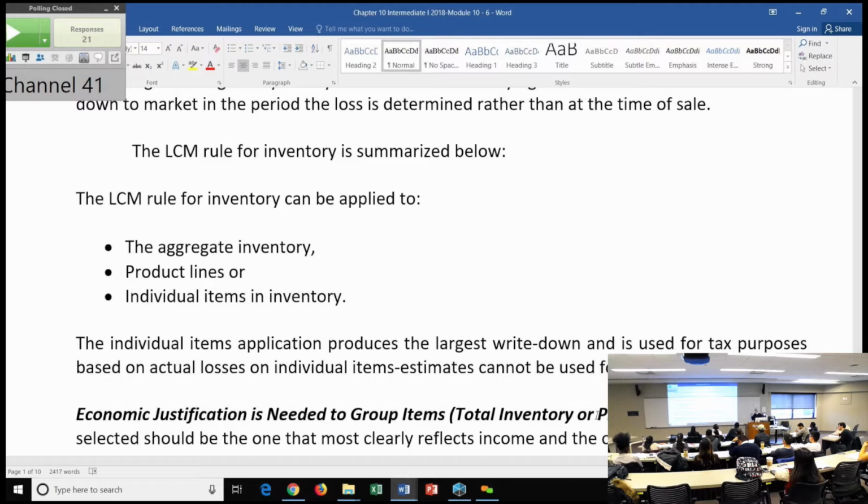Now, this idea of lower of cost or market goes back to something that we studied in the conceptual framework, and we looked at the cost concept. We know that cost is a ceiling on asset valuation, and of course the lowest value could be 0. So what we're saying here is if you determine that market falls below cost, you have to value inventory at the lower of the two. So in this case, this would be LCM. And this would mean that you'd have to recognize a loss on a write down to market.